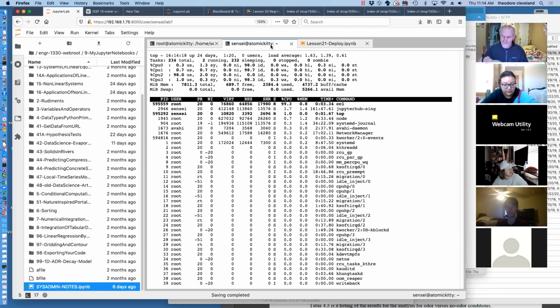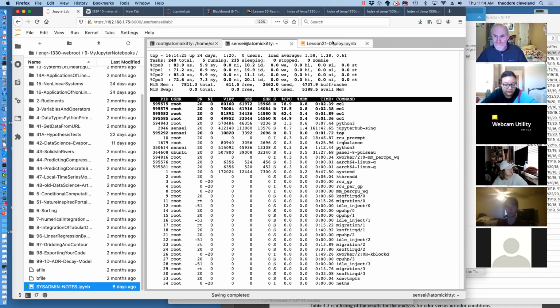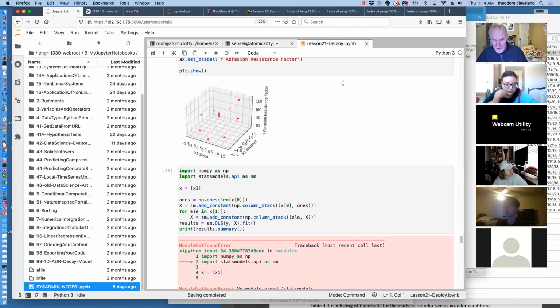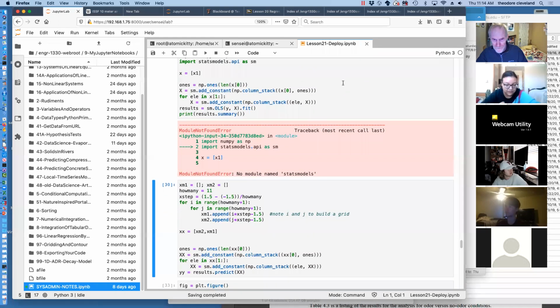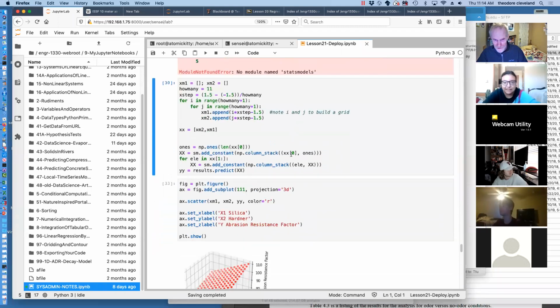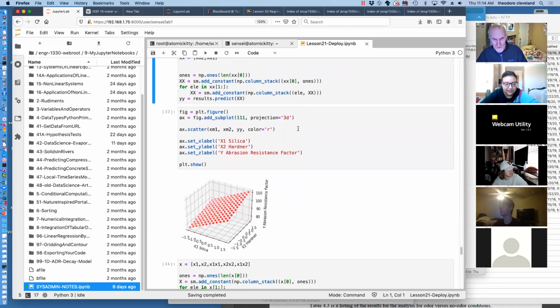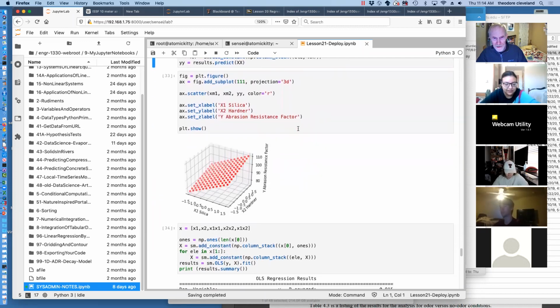Dang. I'll let that build in the background and we'll come back to that. So if there were a module named statsmodels, we would have gotten the output, and we'll wait till we get back.